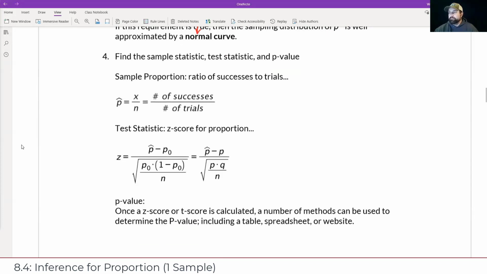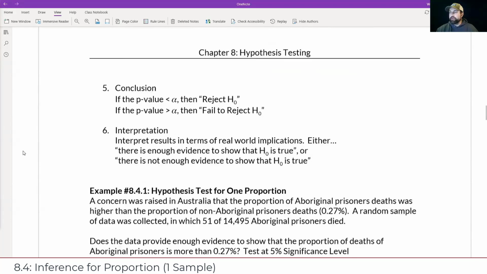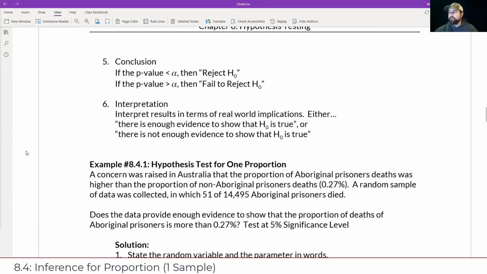So what do we need? What data do we need? We need the proportion. We're going to take that, we're going to calculate the z-score, and once we have the z-score, we're going to calculate a p-value, and then we're going to either reject or fail to reject the null hypothesis and then have an interpretation.